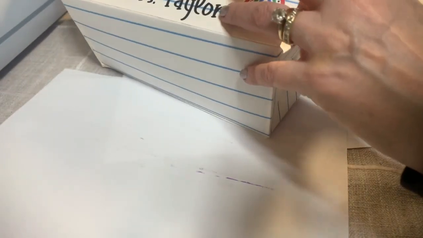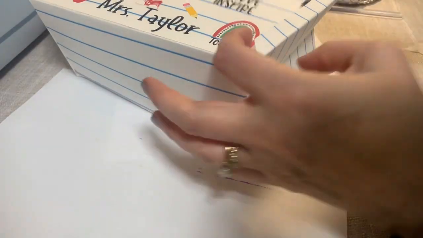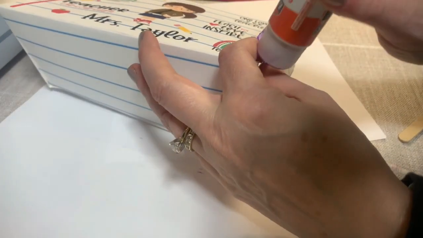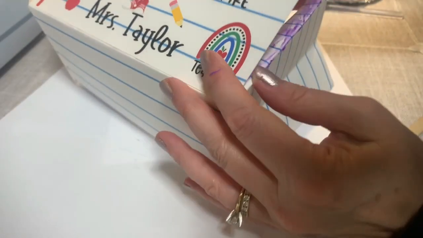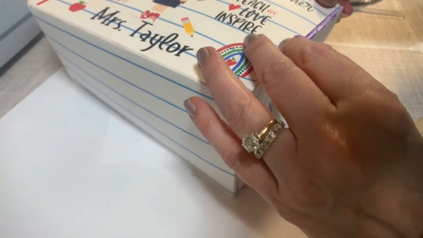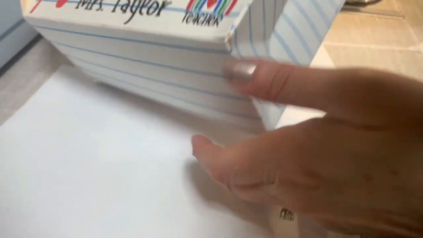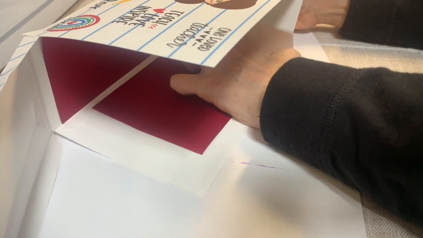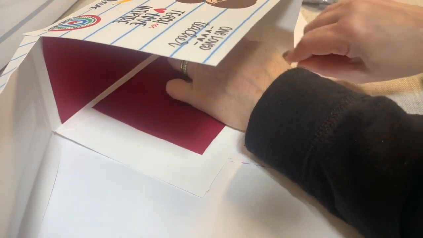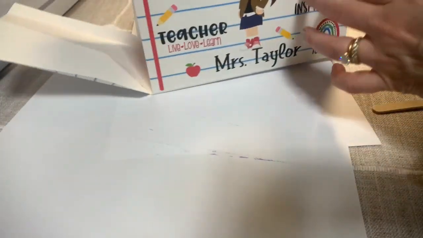Let's do this side right here. Make sure you can see this. We're going to glue right here, and we're going to put this here, make sure it's lined up. And then flip it over and reinforce it with a popsicle stick. Now we have this side done. Isn't that cute? Okay, so now let's do this side.